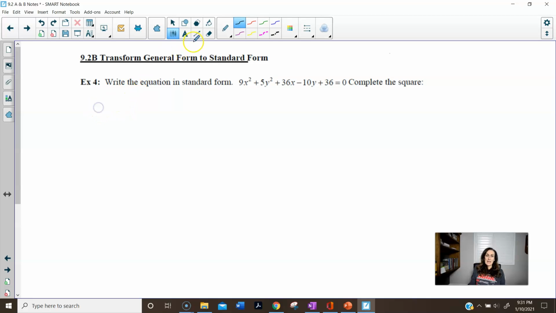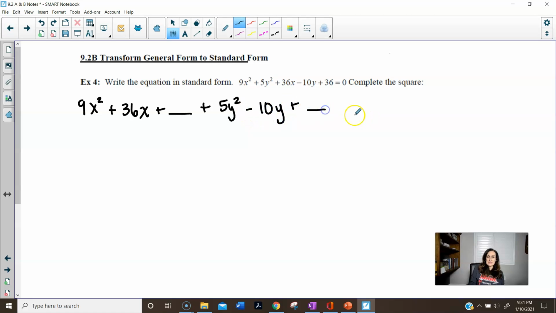So you have 9x squared, and you're going to gather up your x's, plus 36x, and then you're going to end up doing plus something, okay? And then you have your y's, plus 5y squared, subtract 10y, and you're going to end up doing plus something, equals, and then take that 36 and move it over to the other side. So you'll do subtract 36 plus something plus something.